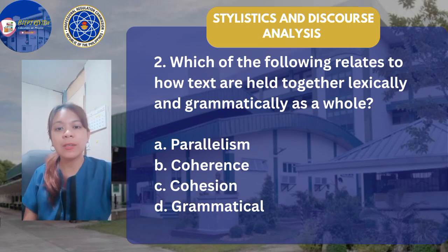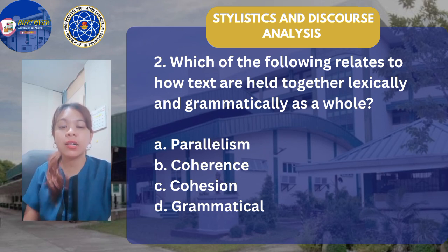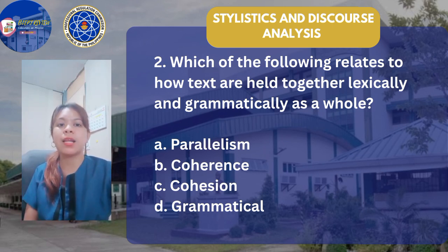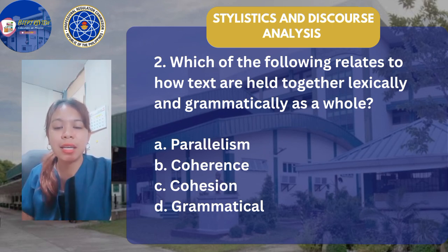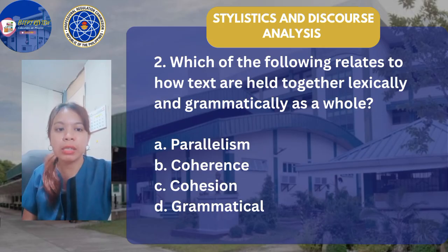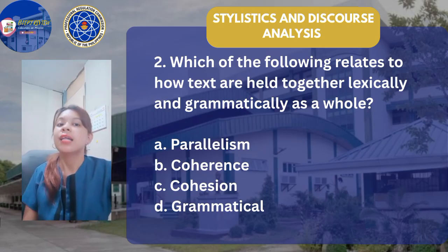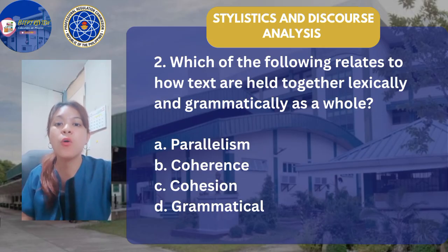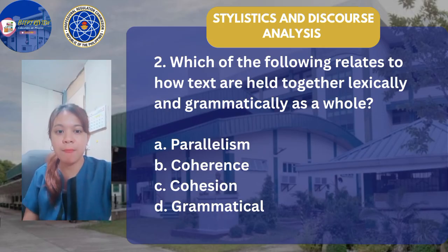So, let's proceed now to the incorrect answers. Those are the parallelism, coherence, and the grammatical. First is the parallelism. It refers to the balance or symmetry in sentence structure, not the connectedness of a whole text. You have to remember that.